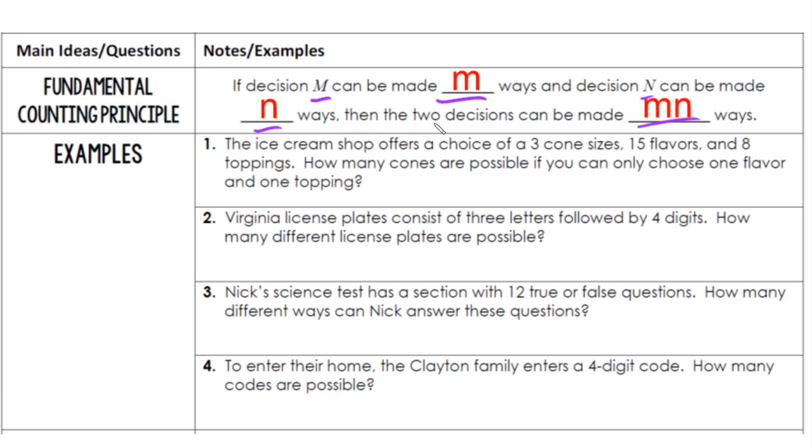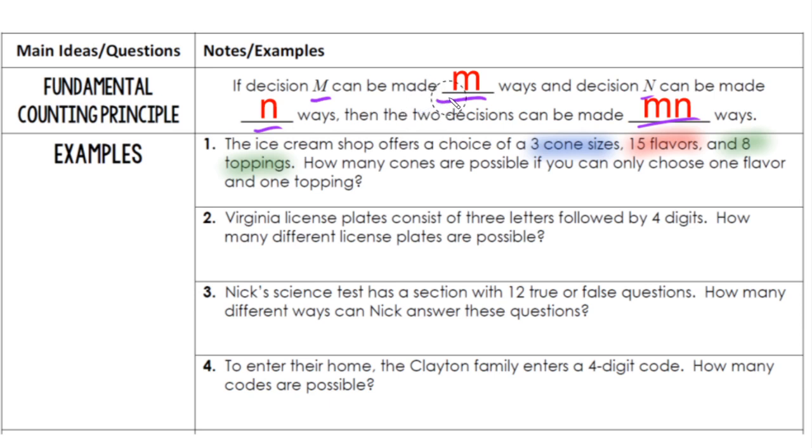The ice cream shop offers a choice of 3 cone sizes, right? So that's the first thing we're looking for. 3 cone sizes. Let me do some highlighting here. 3 cone sizes, 15 flavors, and 8 toppings. How many cones are possible if you can only choose 1 flavor and 1 topping?